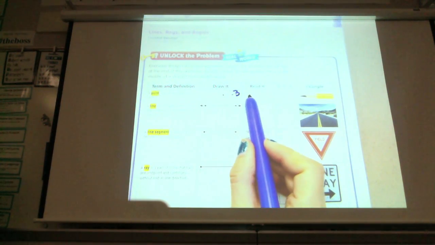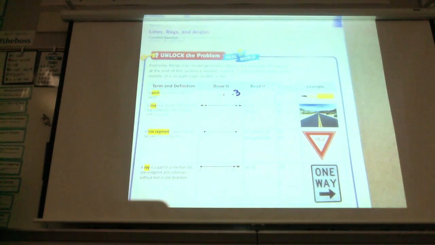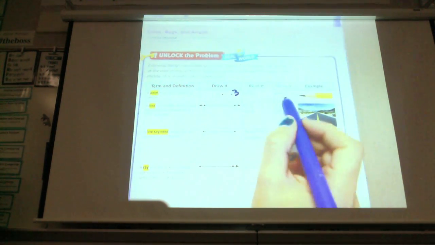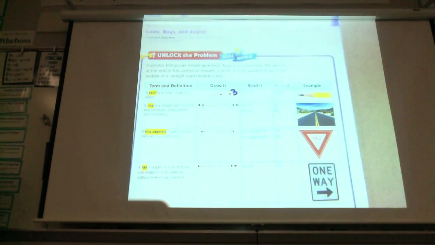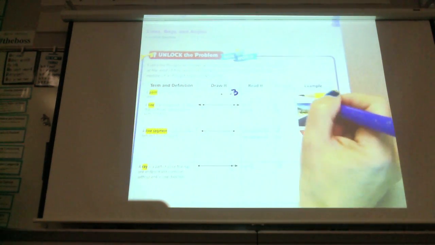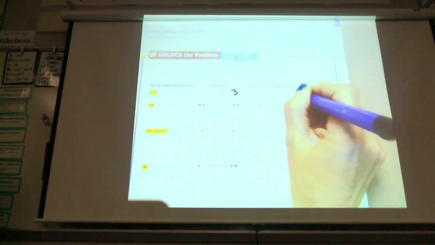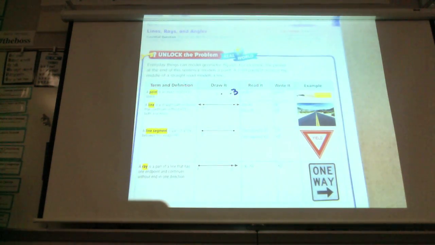I've just given you an example, point A or point B, and how you write it. You would write it like point A or point B. And the example, I guess, is not really that pencil. It's that point right at the tip of the pencil, right there. That's what they mean by the point. The next one is a line.